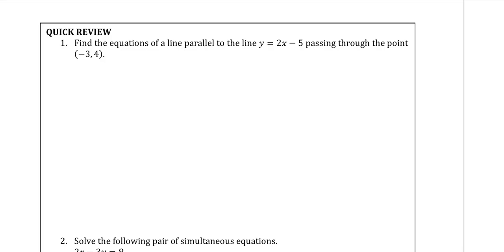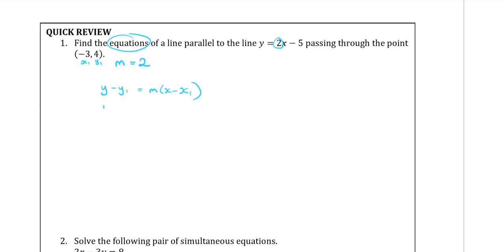point minus 3, 4. Now, if it's parallel, it means that it has the same gradient as the line that we're given there. And the gradient of that line is the 2. So we know that m is equal to 2. We also have been given this point here, which we're going to label x1, y1. Because to find the equation of the line, I can use y minus y1 equals m x minus x1, which is the point gradient formula.